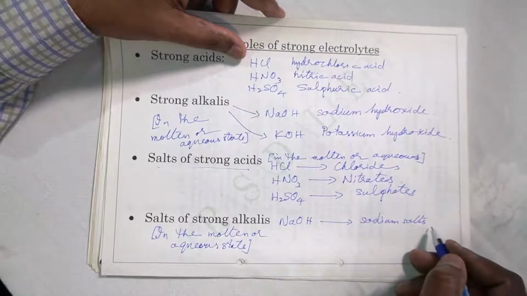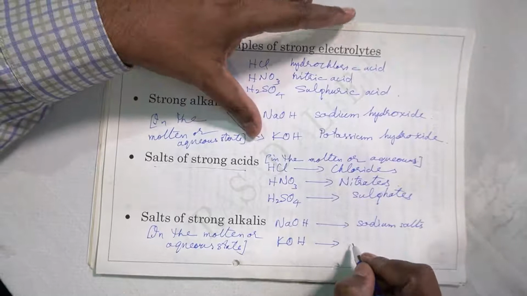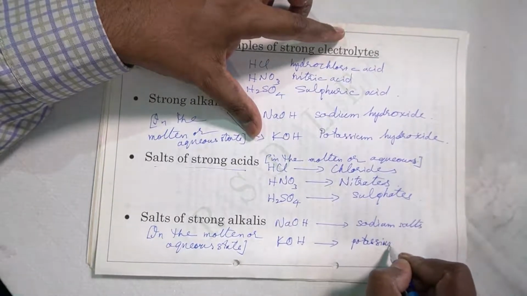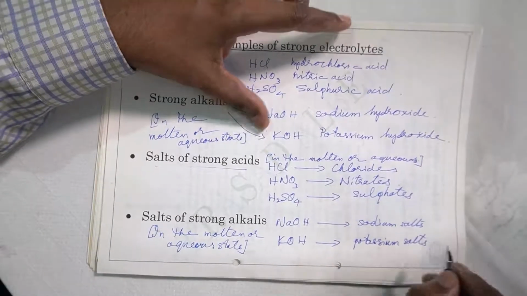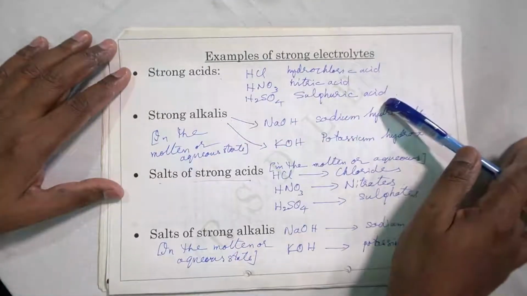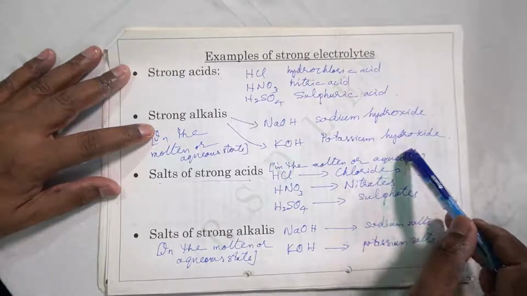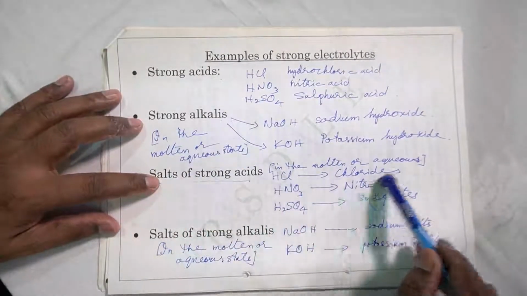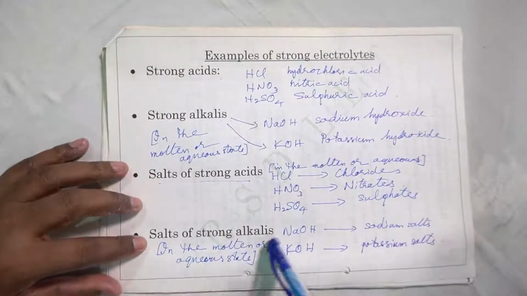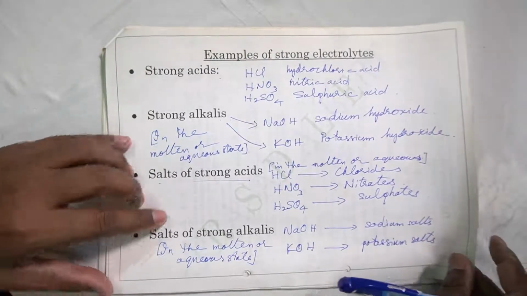So NaOH, salts of sodium. Now KOH, potassium hydroxide, is a strong electrolyte. Its salts also, that is potassium salts, potassium carbonate, potassium bicarbonate, etc. Okay, so these are all examples of strong electrolytes. I think you understood. Strong acids are strong electrolytes. Strong alkalis in the molten or aqueous state are strong electrolytes. The salts of strong acids, that is chlorides, nitrates, and sulfates, in the molten or aqueous state are strong electrolytes. Same way, salts of strong alkalis, NaOH and KOH, in the molten or aqueous state, that is sodium salts and potassium salts.